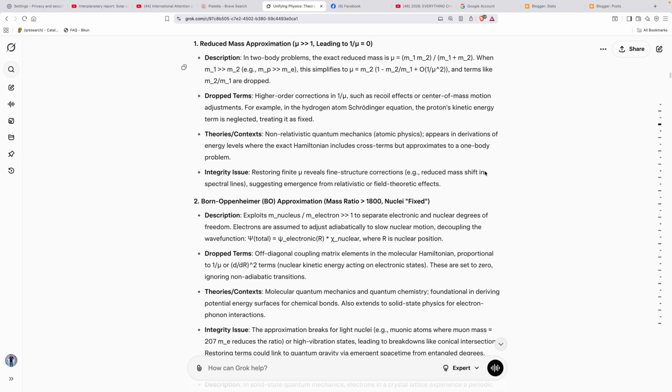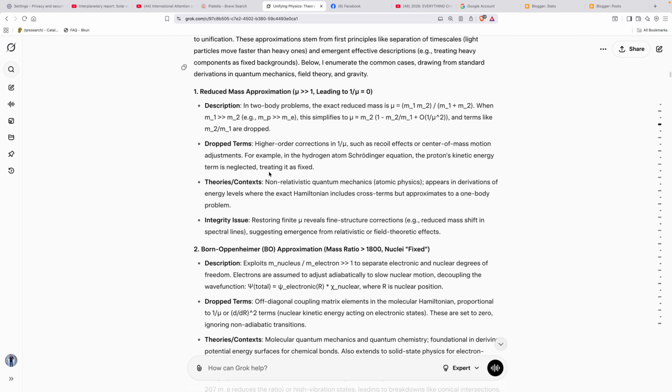That, for example, reduced mass shift in spectral lines. They already know that because you know hydrogen's corrected. They do all those corrections. That's just an extension to the theory. But why not solve it completely in the first place? So it's suggesting emergence from relativistic or field theoretic effects, the mu. So we'll find the mu, well, it'll be cascades of ether and phi ratio stuff. So anyway, let's move on.